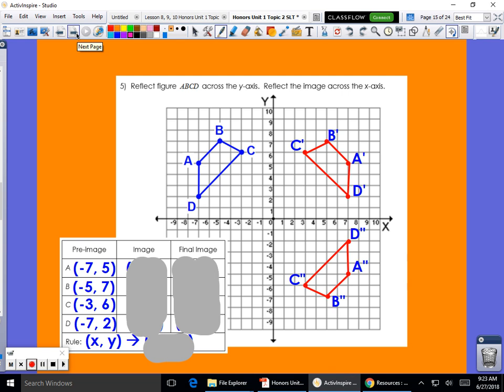All right. You have a couple more. Reflect A, B, C, D across the y-axis, right? Reflect it over the y-axis. Reflect the image over the x-axis. So if you reflect over the x and the y-axis, this is very similar to doing another transformation.